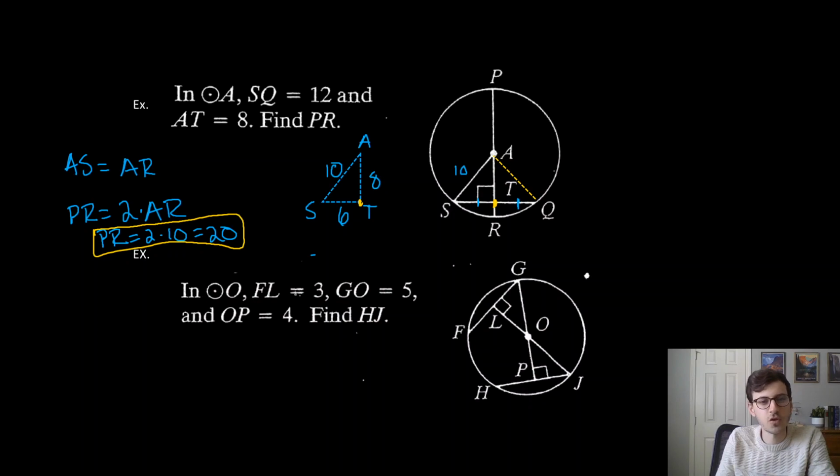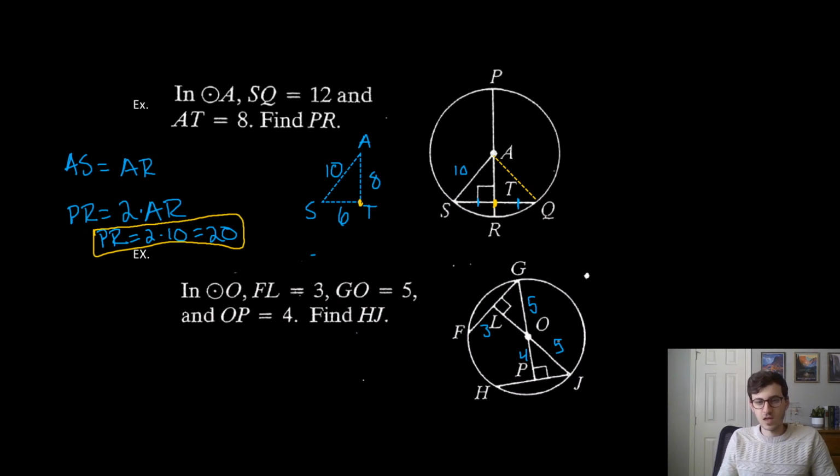Okay, last example. In circle O, FL is 3, GO is 5, OP is 4. Find HJ. GO is 5, so the radius is 5. I'm looking for HJ.